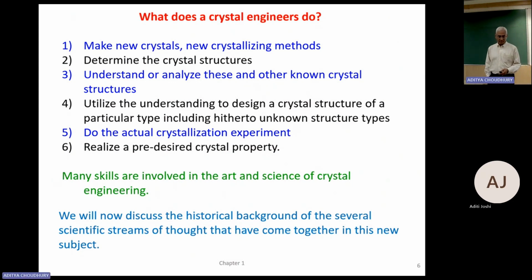Okay, just now we learned about what these crystal engineers do and what are the steps involved in preparing materials that have the desired physical and chemical properties. Now we want to discuss some of the historical things that developed this particular area of crystal engineering.